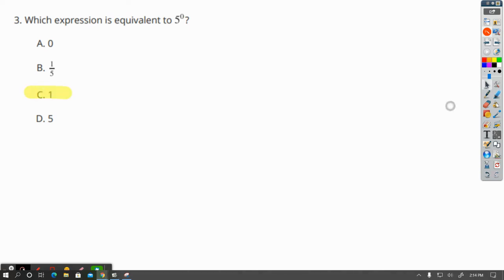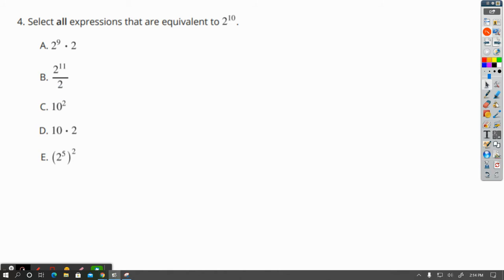All right. For this one, it's just wanting you to prove that you understand the rules of exponents when you're multiplying, dividing, or raising something to a power. So any of those rules of exponents we've gone over. So for A, 2 to the power of 9 times 2, well, anytime you have exponents with the same base, you just add the exponent. So it's the same as 2 to the power of 9 plus 1, which is equal to 2 to the power of 10. So that one is true.